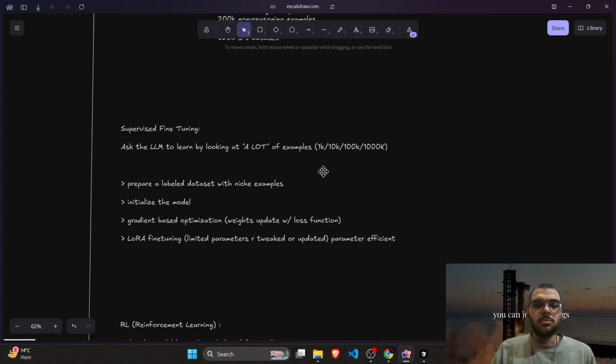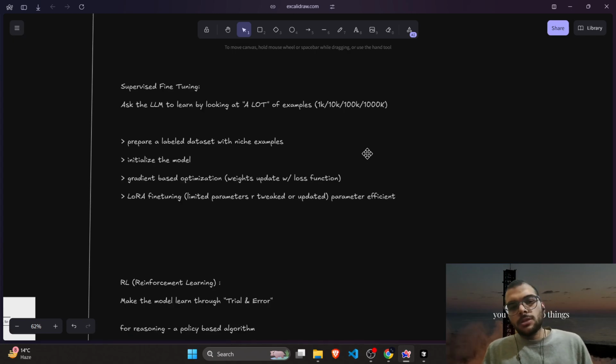So the data set sizes can vary from 1,000, 10,000, 100,000, or any number depending on the size of the model and the number of parameters you want to tweak in the model. The process for supervised fine tuning is very simple. It's the easiest way of fine tuning a model. You prepare a labeled data set with niche examples.